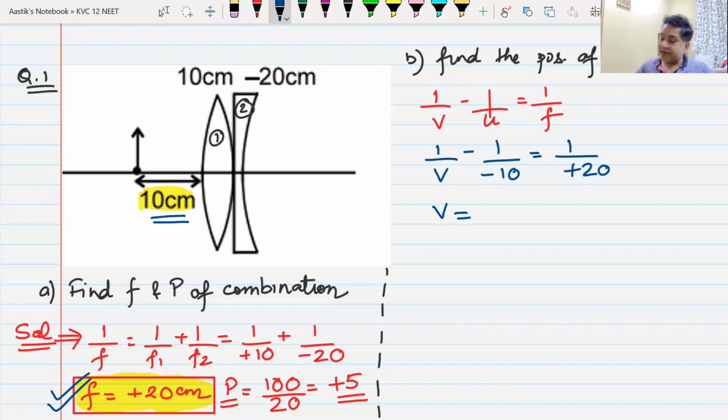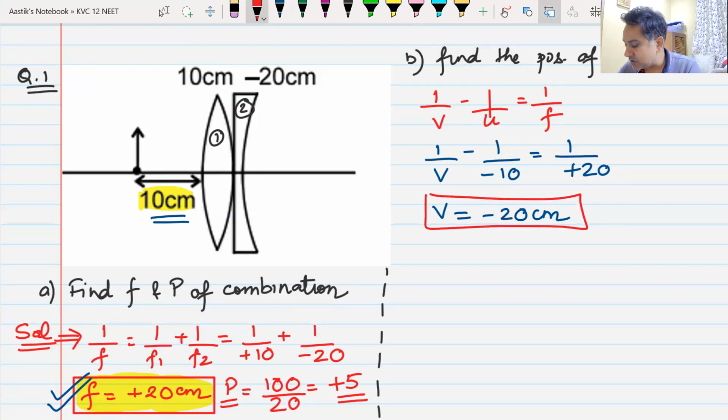Can you tell me what is the value of v you are getting from here? It's a simple calculation that you can do. Anyone with an answer? I think you would have calculated it and you will get the answer as minus 20 centimeters, if I'm not wrong. That would be the answer for the position of the image. I hope you understand this. Yes or no? Yes.